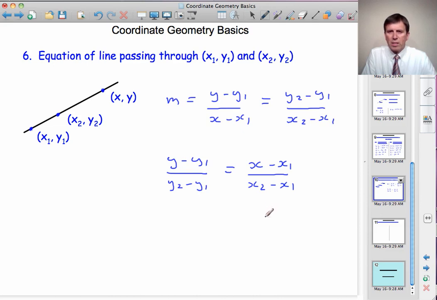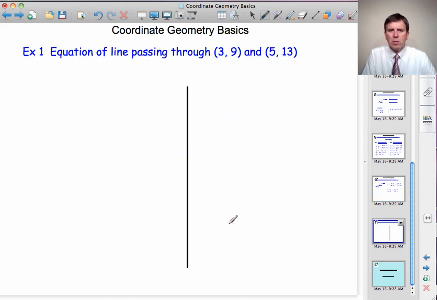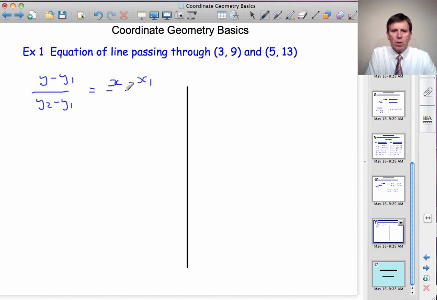Now we'll put this into practice. We'll use this to find the equation of a line. And the example we're going to use is: find the equation of a line passing through (3, 9) and (5, 13). So I begin by writing down the equation. y minus y1 over y2 minus y1 equals x minus x1 over x2 minus x1. And this equation is not on the formula sheets in an A-level exam, you have to learn it. Now then, we'll call this one x1, y1, and we'll call this one x2, y2.